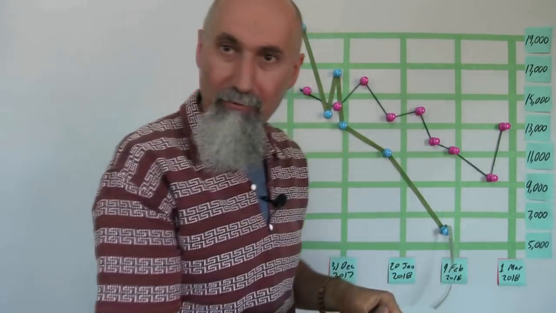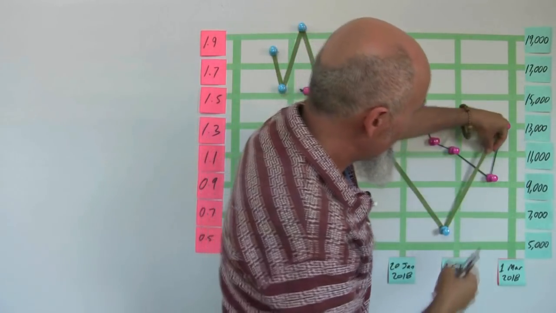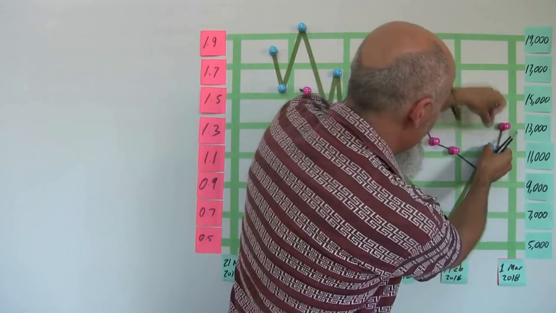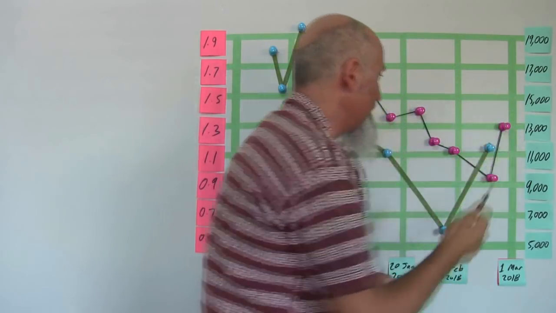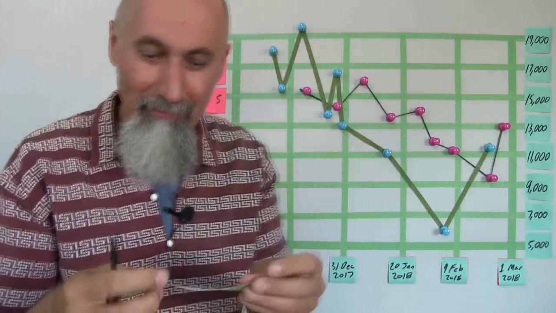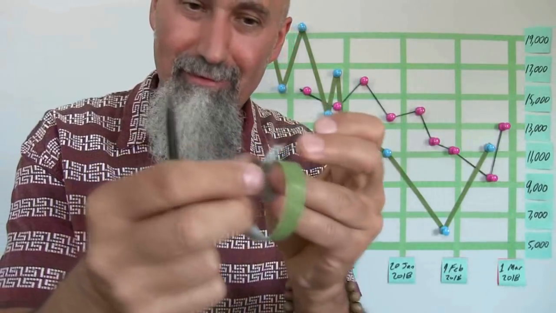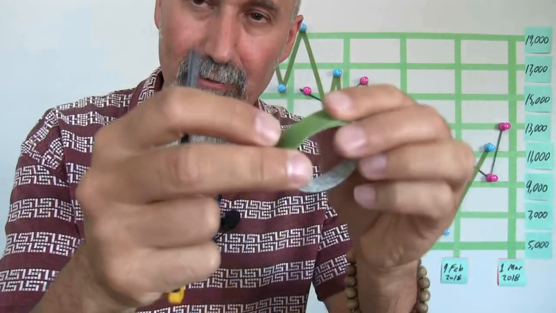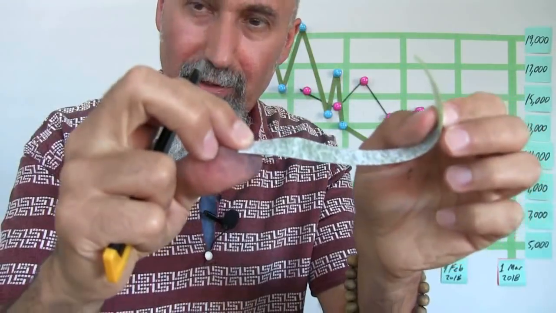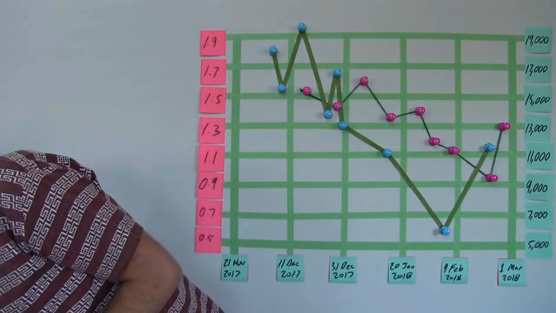Much easier doing it with ropes, right? Much easier. But I do like this Velcro stuff. Look at this. Right, you can make little loops. Pull it off.